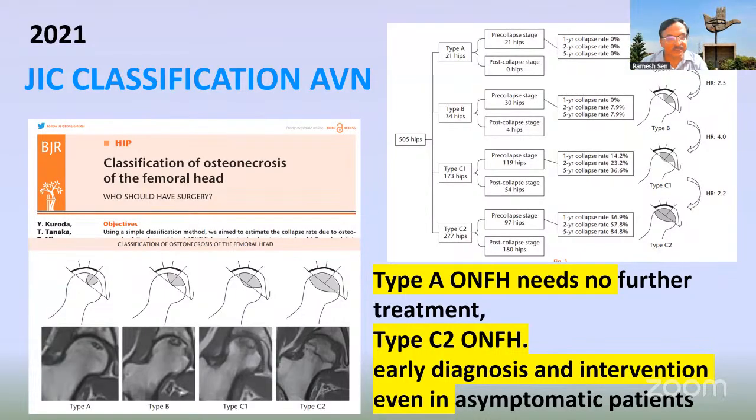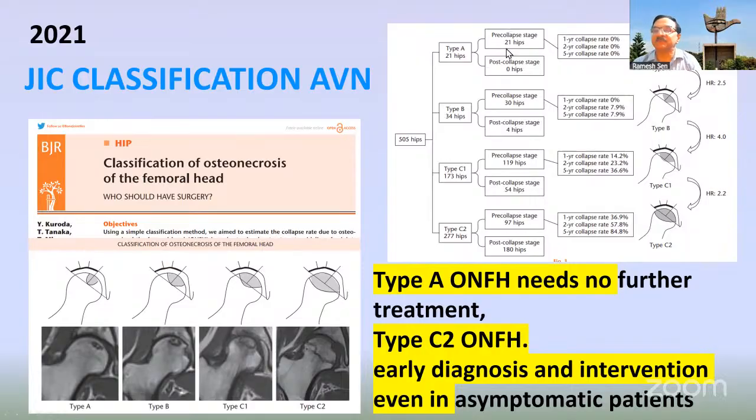If you look at this line diagram, the first area of involvement is very small, but more on the medial side. Then this is the area which goes more toward the superior sulcus, type B. C1 is the one which is reaching to the lateral side. You can see it is reaching lateral side, and C2 is which has gone across even extent.